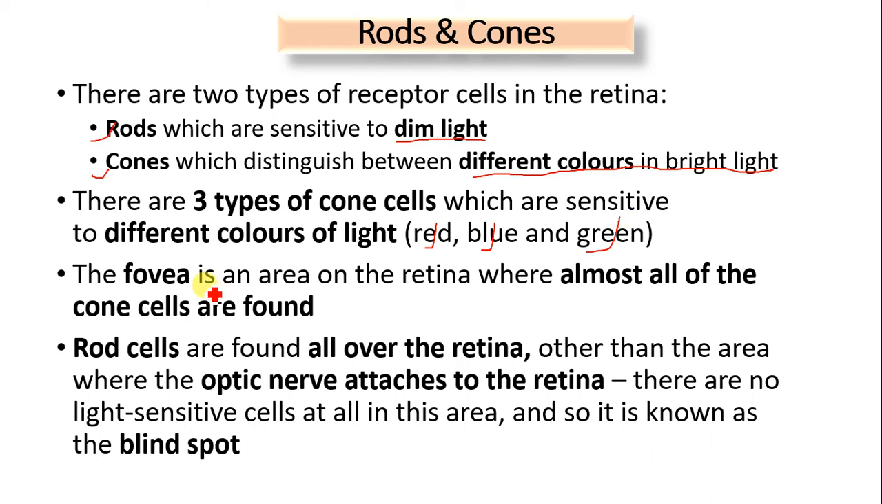Now the fovea is an area on the retina where almost all of the cone cells are found, while the rod cells are found all over the retina, other than the area where the optic nerve attaches to the retina. In the area where the optic nerve attaches to the retina, you don't find rod cells there. There are no light sensitive cells at all in this area, and so it is usually referred to as the blind spot.